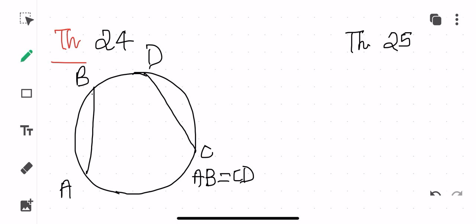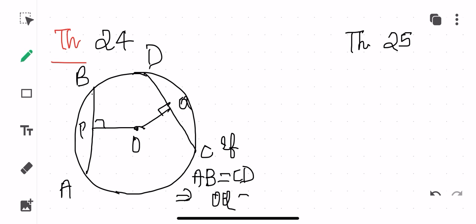Now what can you conclude from this particular observation, children? It can be concluded that, suppose this is my center O, then if AB is equal to CD, and this is P and this is Q, this implies that OP will be equal to OQ. Do you understand what this says, children? OQ is equal to OP. This means what?